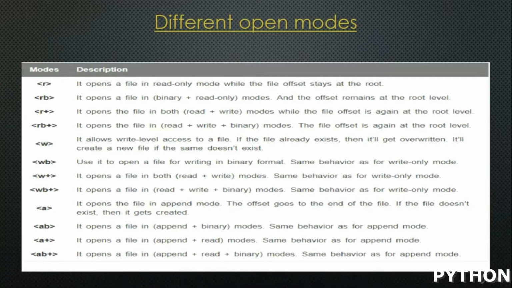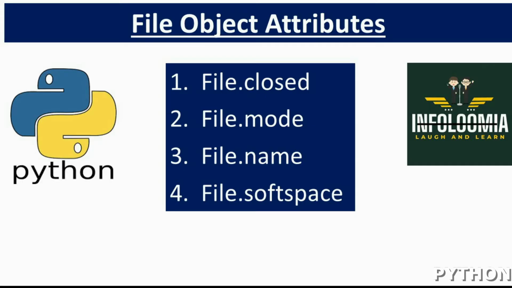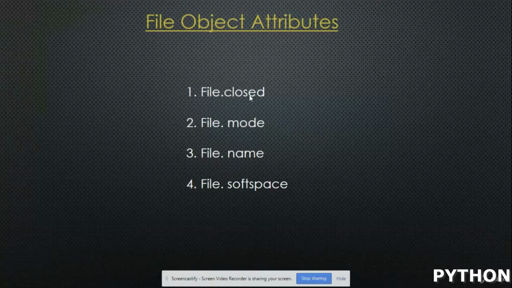Now in this video, I will discuss file object attributes. These are some file object attributes: file.closed, file.mode, file.name, file.softspace. Two more file attributes are also there, encoding and newlines. So let's start with file.closed. It returns a boolean indicating the current state of the file object. It returns true if the file is closed and false when the file is open.